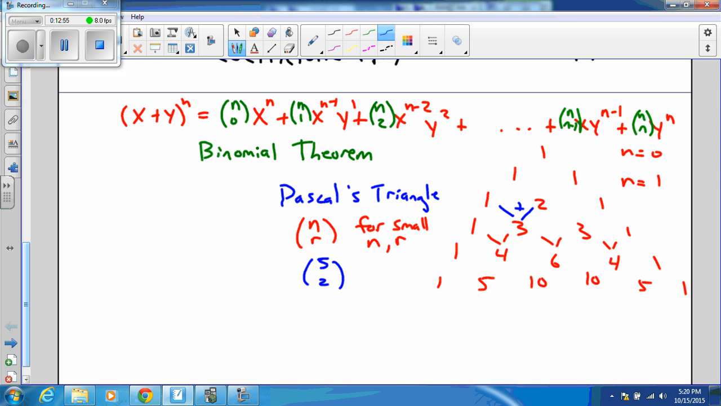So if we wanted to compute, for example, 5 choose 2, then we would count n equals 0, 1, 2, 3, 4, and now 5. And then we would count r as 0, 1, 2, and that would tell us that 5 choose 2 is 10.